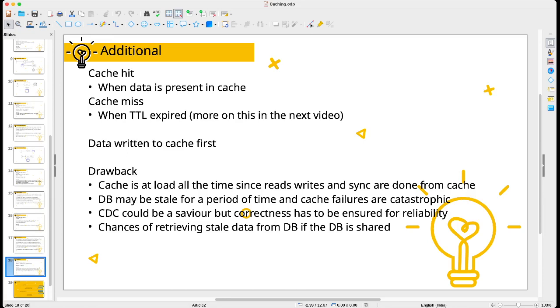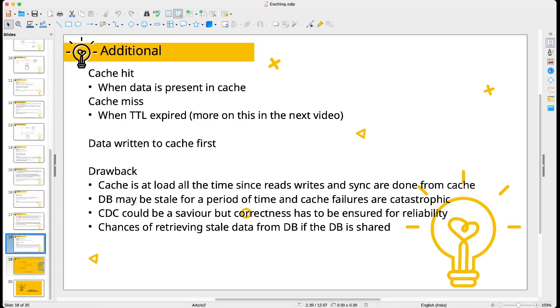CDC would be a savior here, but the correctness and guarantee of capturing the CDC is on the onus of the system which is processing it. CDC doesn't guarantee that, but we could use it. There are chances that if the data is being fetched from the DB, there are other systems which are okay to read the data in a slower manner. They could see some stale data, and that is acceptable. That is the time we use it.